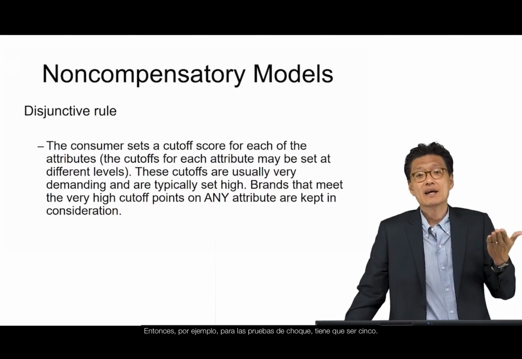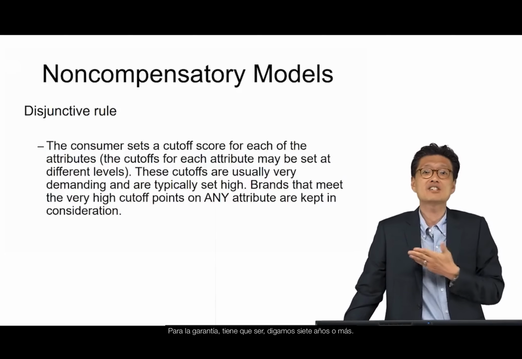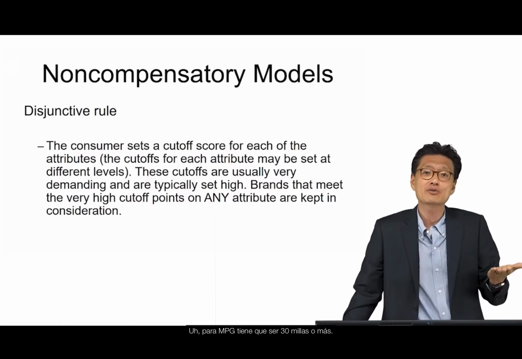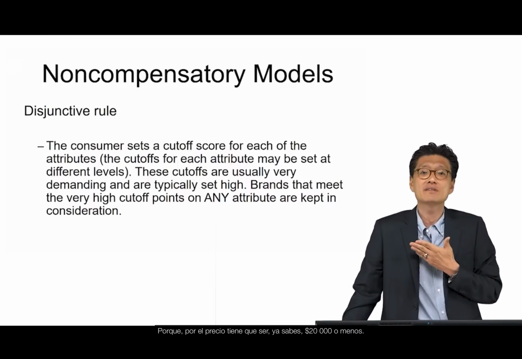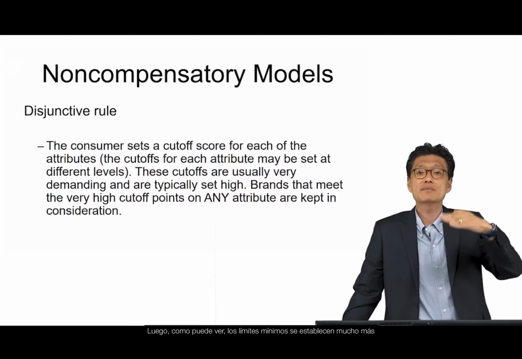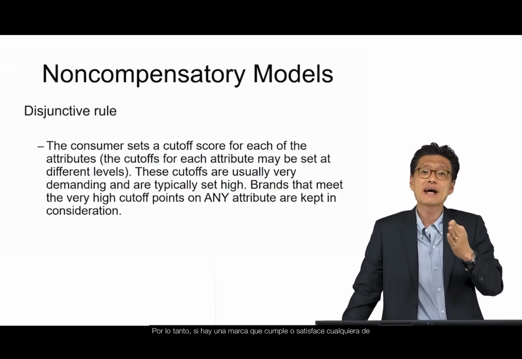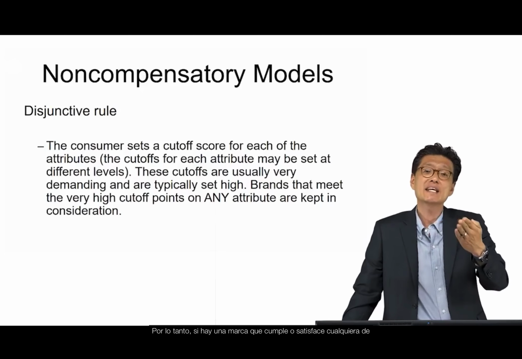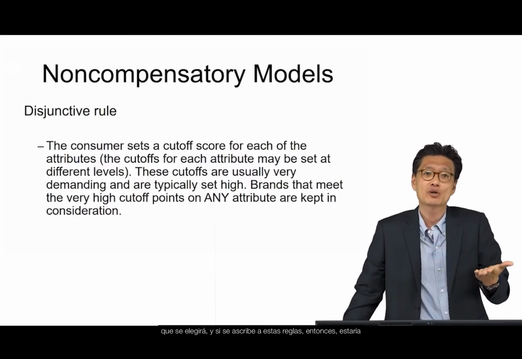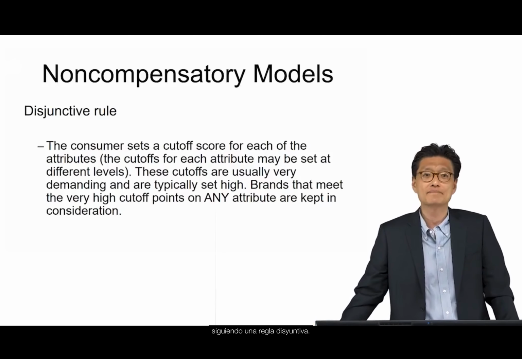So for instance, for crash tests, it has to be 5. For warranty, it has to be, let's say, 7 years or greater. For MPG, it has to be 30 miles or greater. For price, it has to be $20,000 or lower. As you can see, the minimum cutoffs are set a lot higher than before. Therefore, if there is a brand that meets or satisfies any one of those cutoffs for these four attributes, then that brand would be the one that would be chosen. So if you subscribe to these rules, then you'd be following a disjunctive rule.